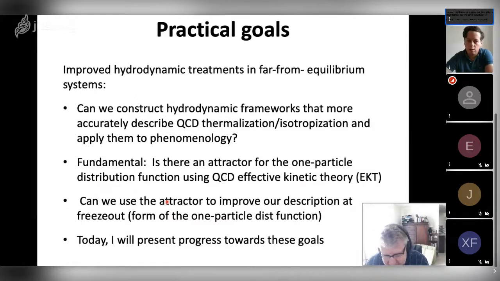Before I go to the meat of the talk, I want to pause and ask if there's any questions now in terms of motivation.